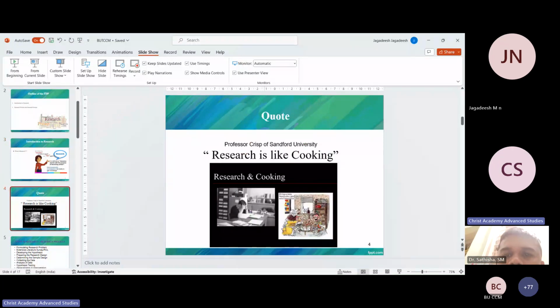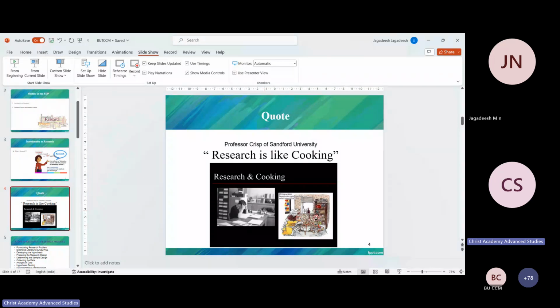To add some humor in the presentation, I would like to compare the word research with cooking. Not only me, there was a famous professor named Chris from Stanford University. In one of his articles, he has stated research is like cooking. If we want to start preparing a delicious food, we need ingredients, resources, and initial planning. In the same way, when we want to start a research, it will not just happen like that. It includes certain steps, process, strategy, plans, everything the research process involves.